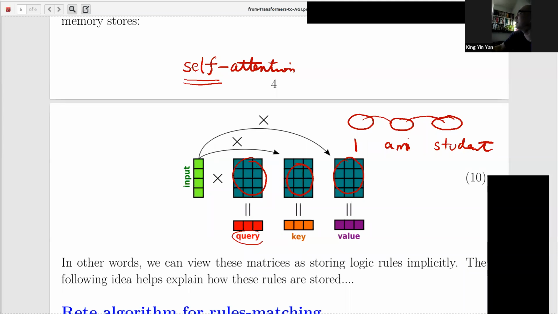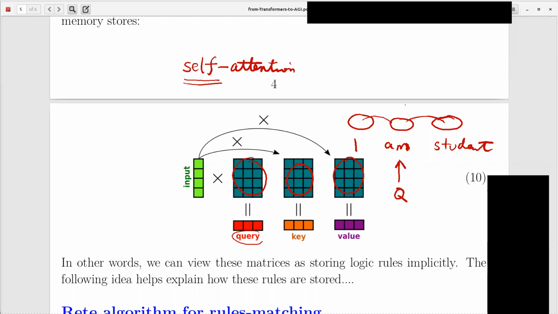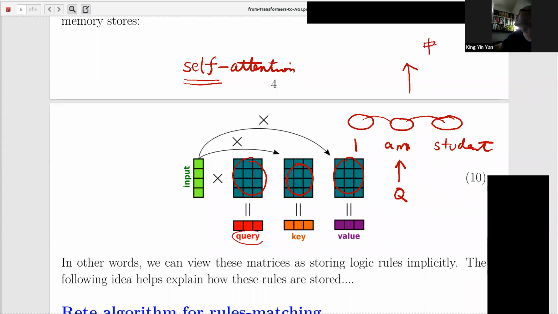For example, I use this word as the query. In this case, what's the input? What's the output? The input is the English, "I am student." The Chinese is here, the output. And so I use the word "am" as the query, and I look up inside this matrix.